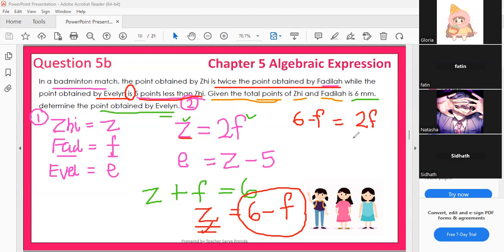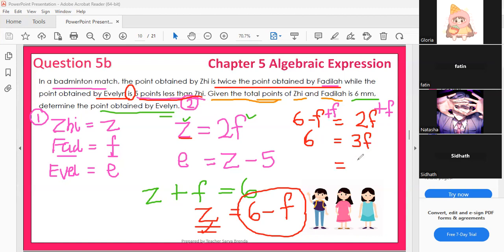Now you know you move the F here and there. So 6, I want to get rid of this negative F. I will have to add F. Do you remember doing this? Negative F plus F. What you do on the left, you do on the right. So 2F plus F, this will become 3F.